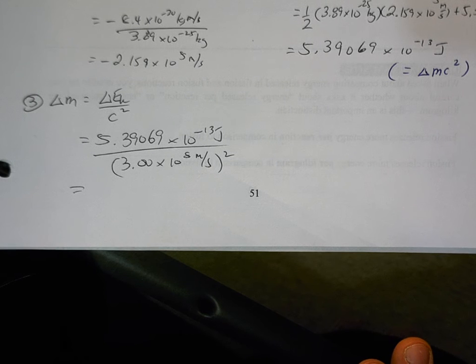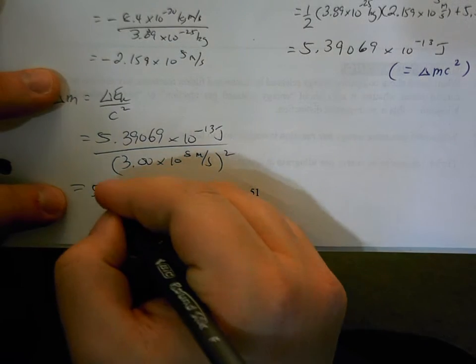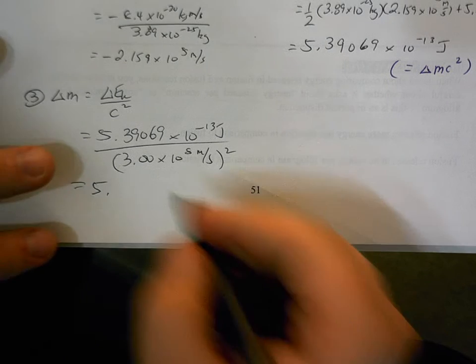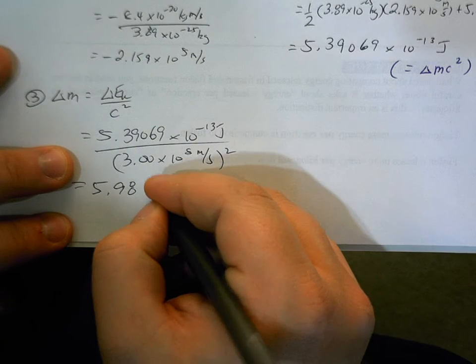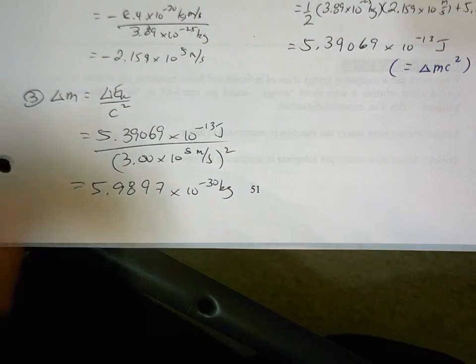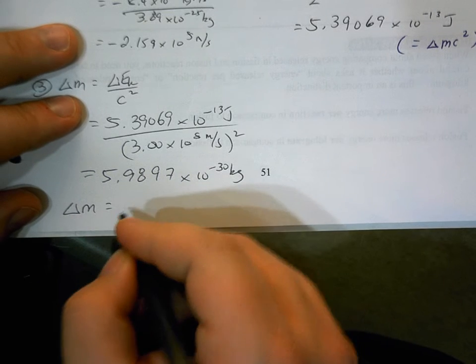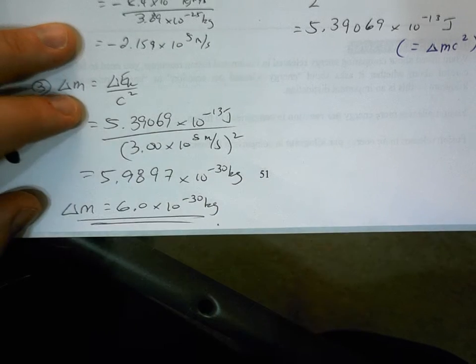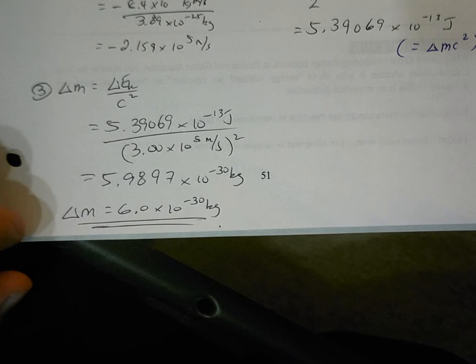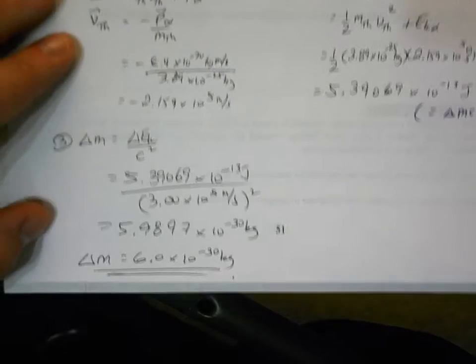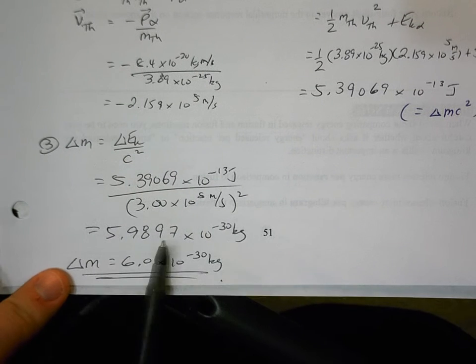Alright, let's see if my calculator wants to cooperate this time. Right, so we are going to get about 5 point, and for significant digit purposes, at the end of the day, we only actually want 2, but I'm going to write some extra digits here. Times 10 to the minus 30 kilograms. So based on this, my mass defect is going to be about 6.0 times 10 to the minus 30 kilograms. So that mass is what got converted to energy, which we were told is the increase in kinetic energy of the system. So that's the mass defect, which we were asked to calculate.